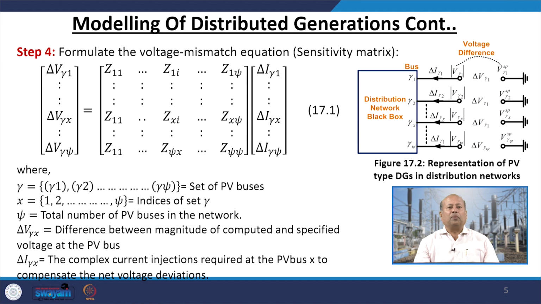Now, in step number 4, we will formulate the voltage mismatch equation, that is delta V equals Z times delta I, both are matrices, where gamma 1, gamma 2 up to gamma psi are known as the set of PV buses, 1, 2 up to psi are the indices of the set gamma, psi is the total number of PV buses in the network, delta V gamma x is the difference between the computed and specified voltage magnitude at the PV bus, and delta I gamma x is the complex current injection required at the PV bus x to compensate the net voltage deviations.